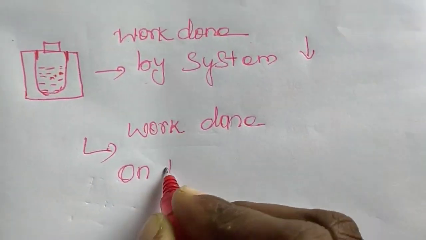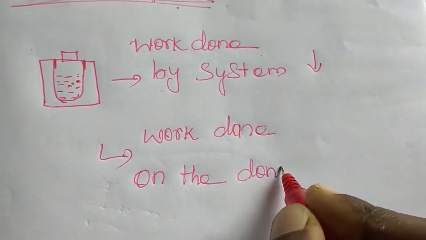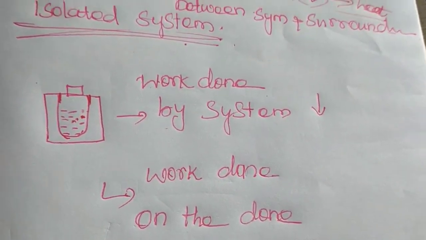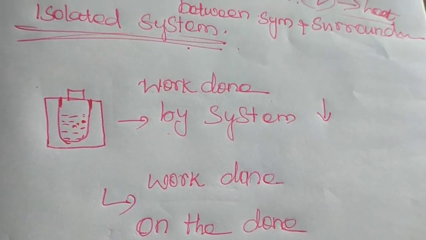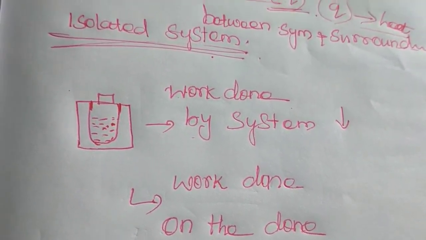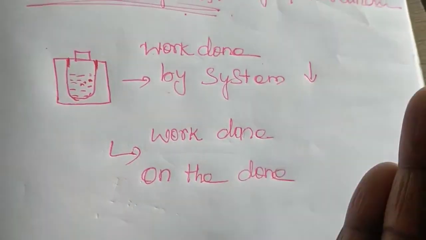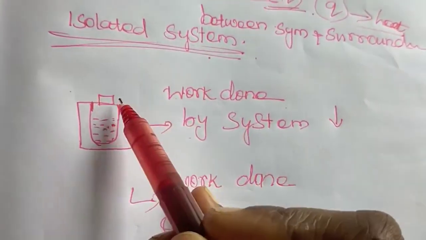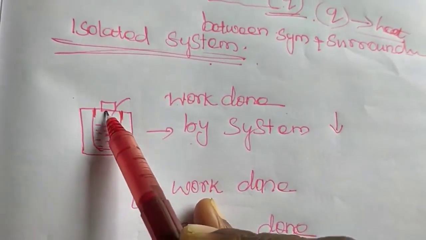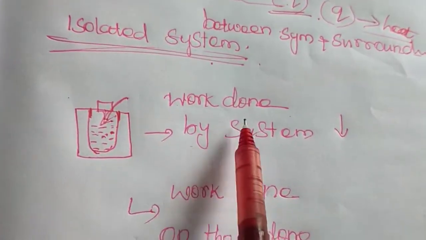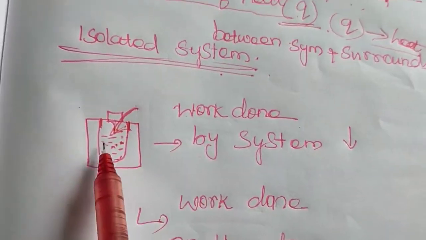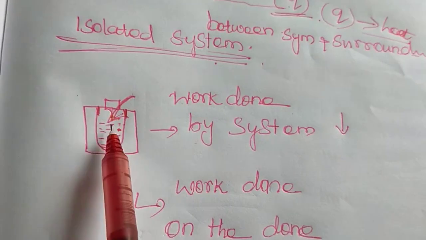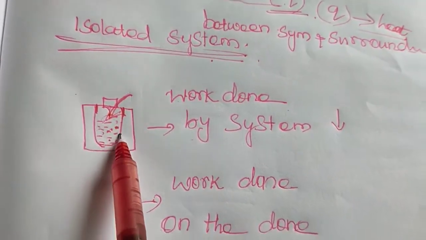is done on the system. Work done on the system. On the system means what? The surrounding is applying it, and it may be the reason for the temperature variation. So in that system, this work is done by the surrounding, not by the system. That means it is on the system. Work is done on the system.